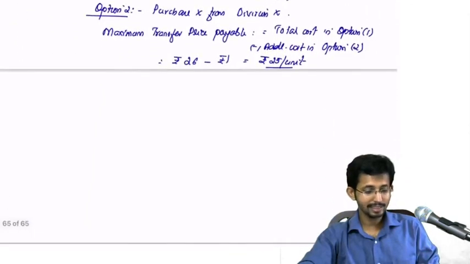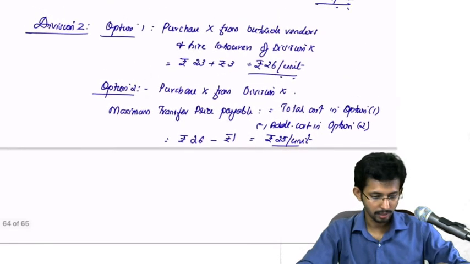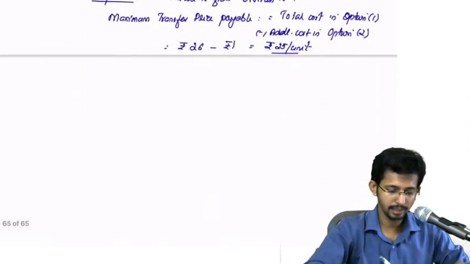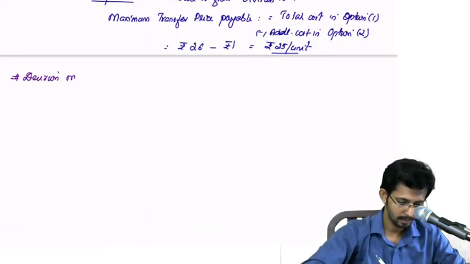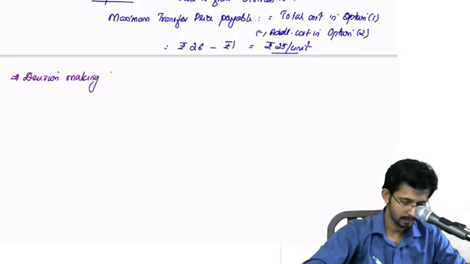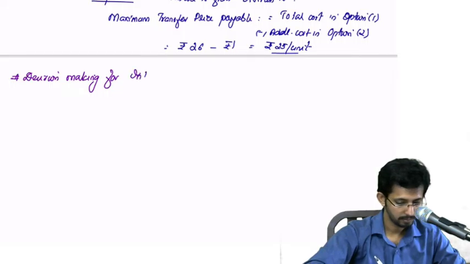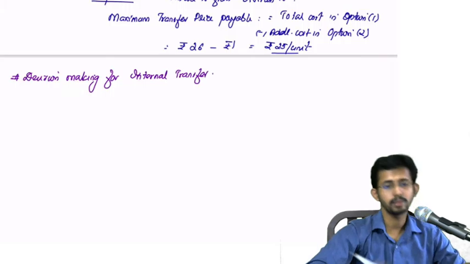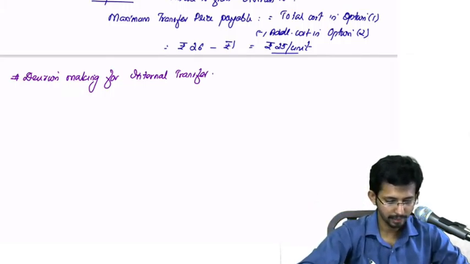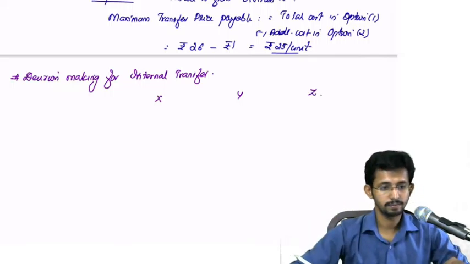Okay, now what you have to do? Now you have to take a decision whether it should be internally transferred or not. So you can write the next working note: decision making for internal transfer. We have products X, Y, then Z.